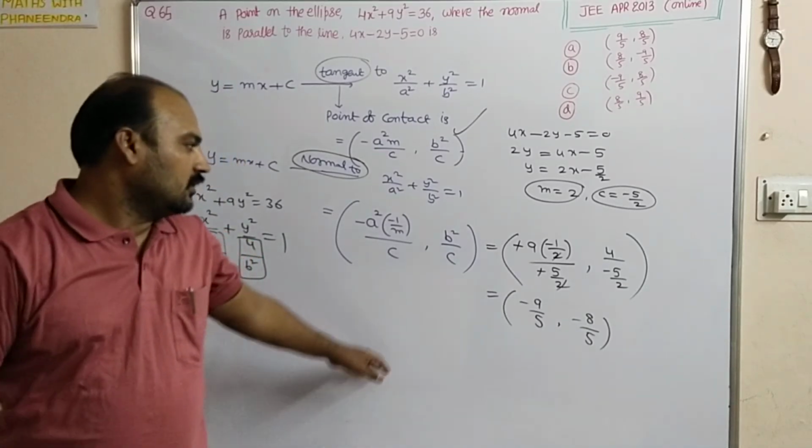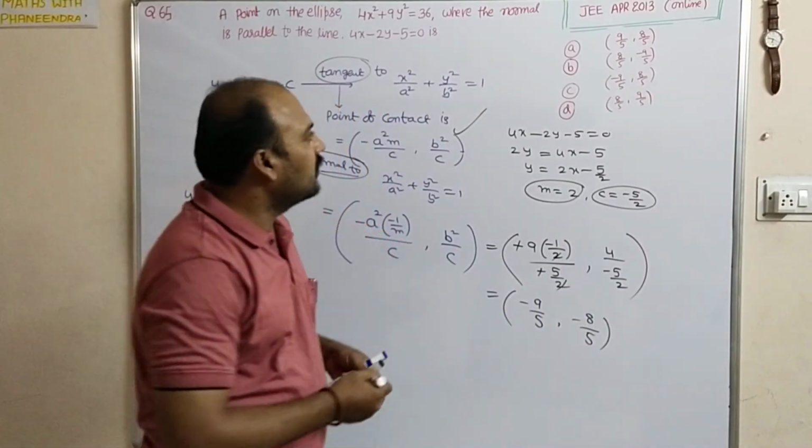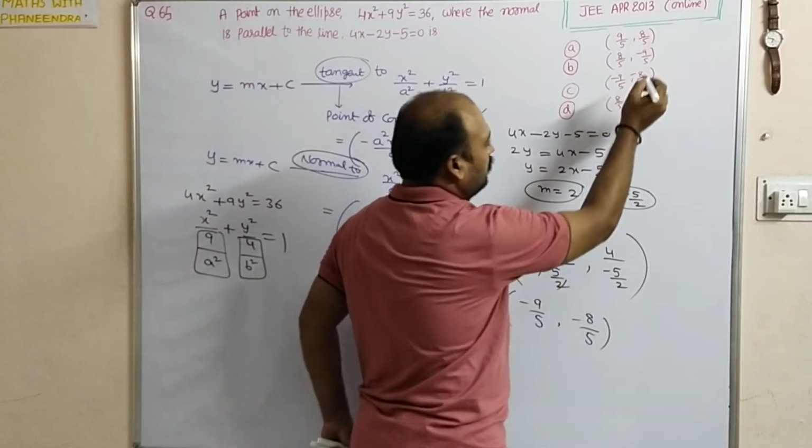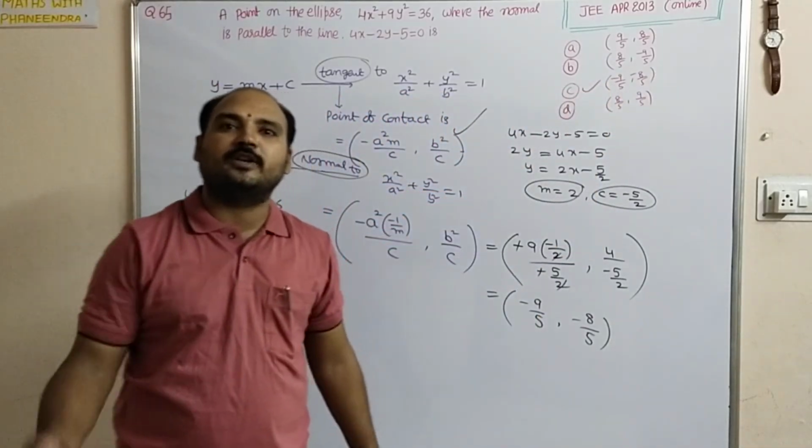Yeah, here the answer is minus 9 by 5 comma minus 8 by 5. This is the right answer. Here in these options, the third option you can take. Third option is the right option. We will move to the next question.